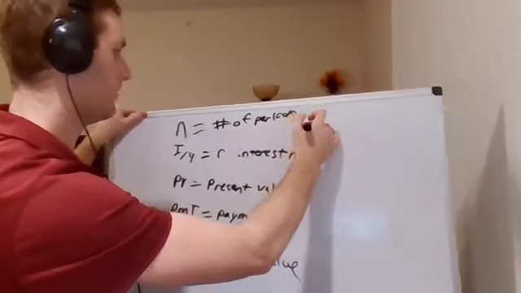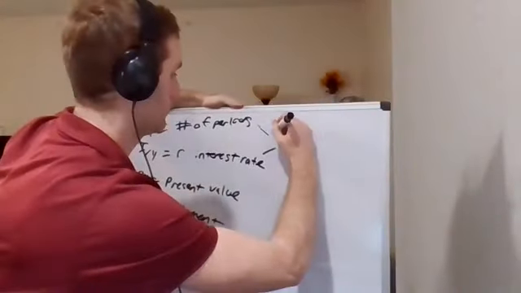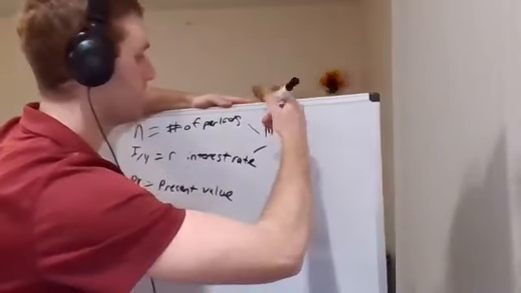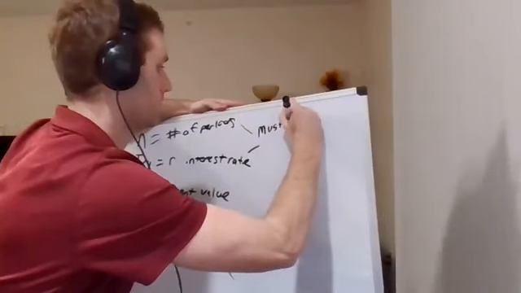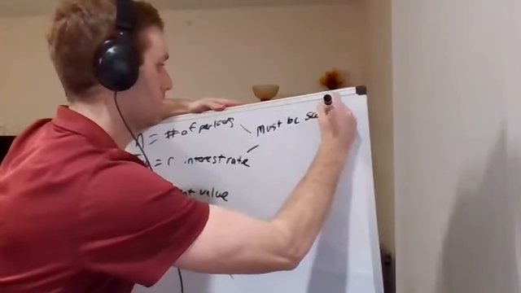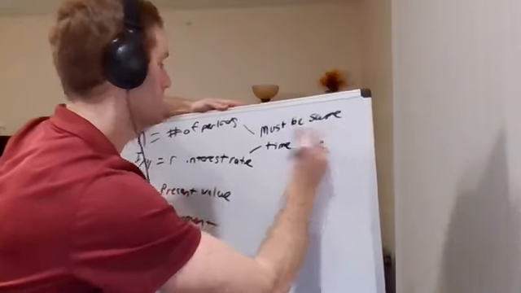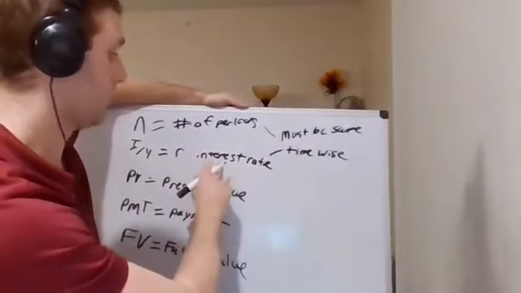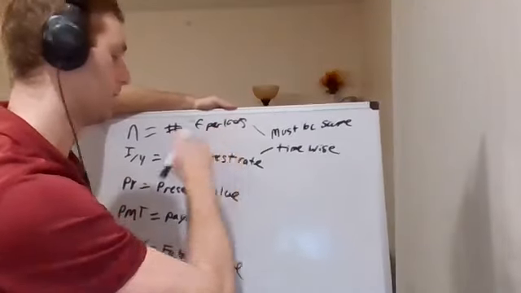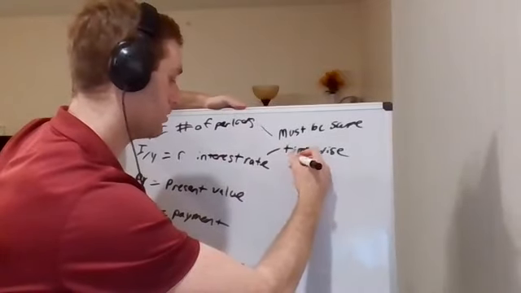These two have to be the same, and like must be same time-wise. Which means if my number of periods is in years, my interest rate has to be in years as well. I can't have a monthly interest rate in yearly periods. It's not going to add up right. So they're both either in years, whatever.